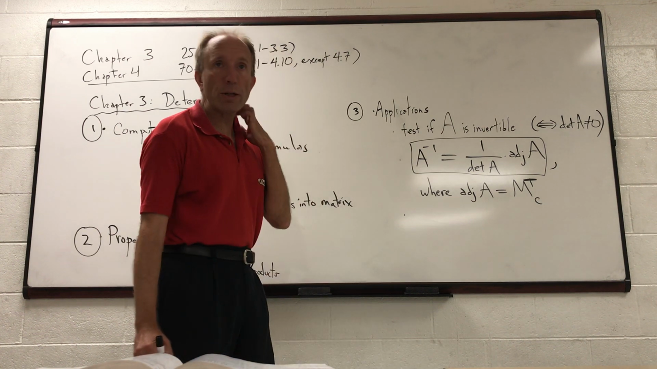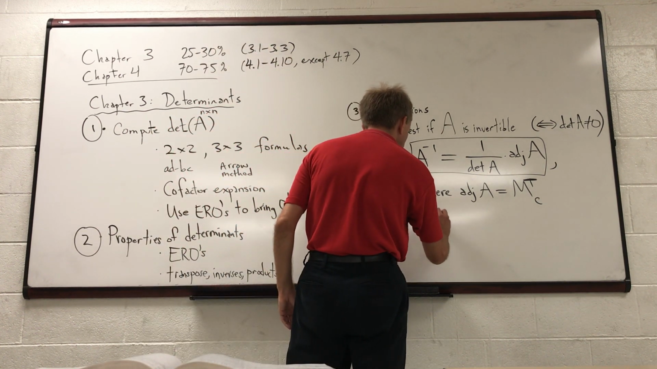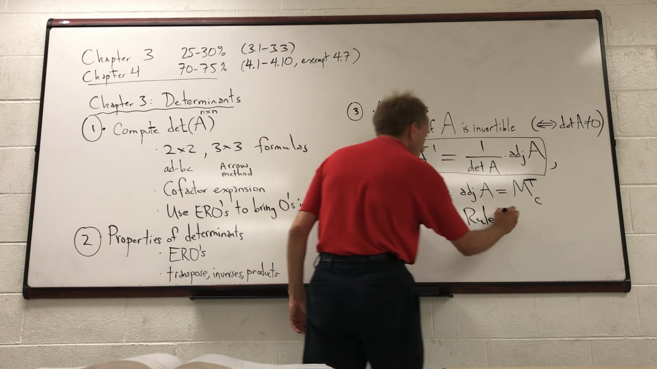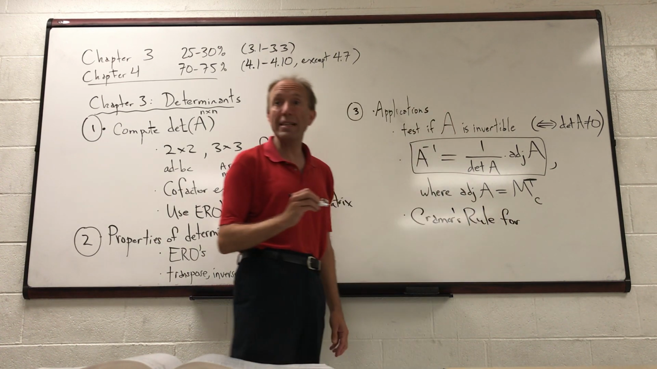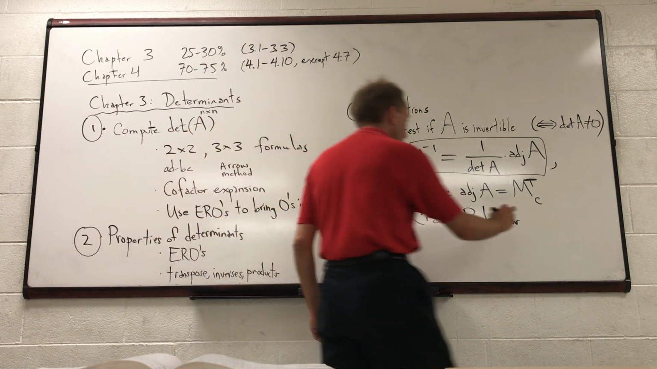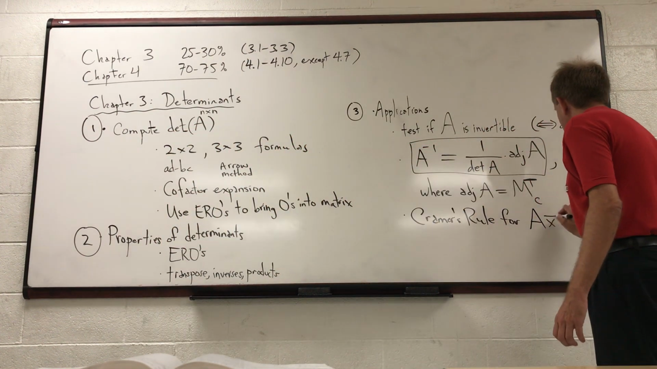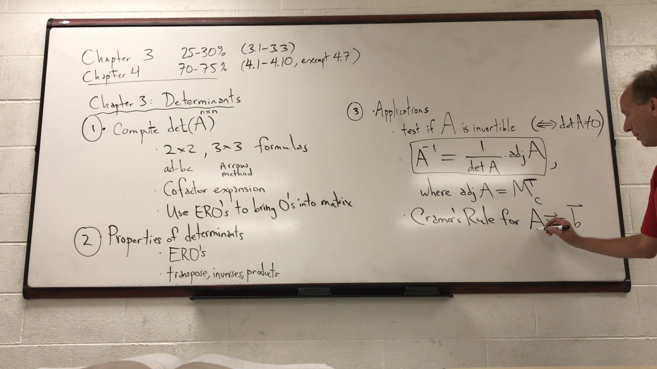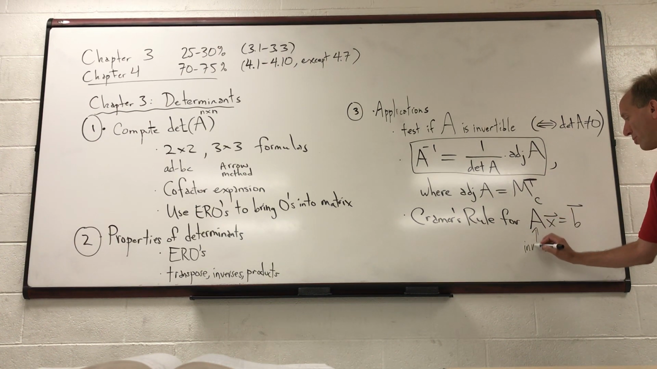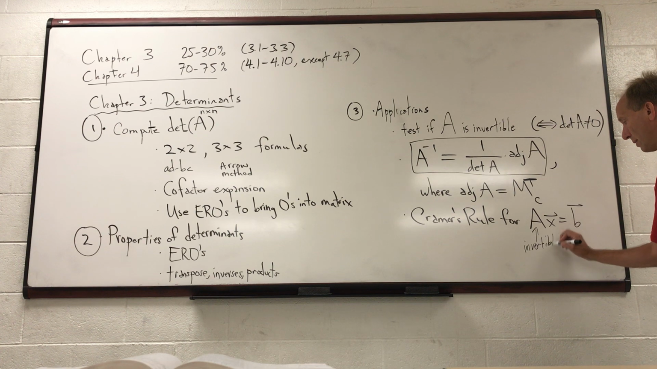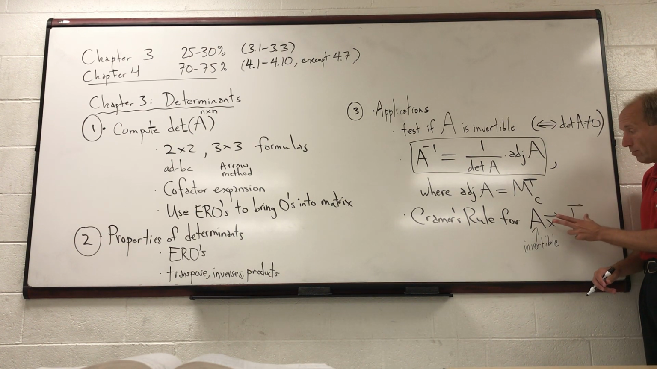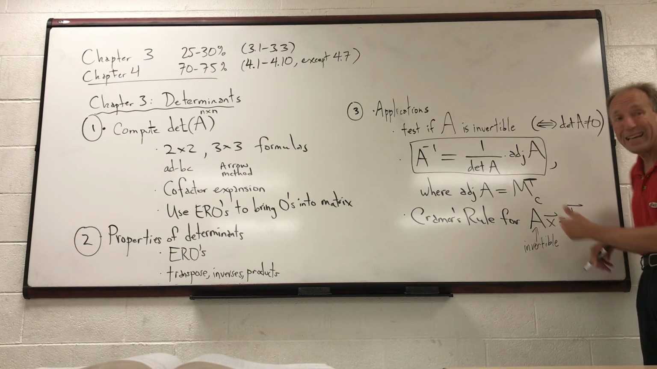Okay, then there was Cramer's rule. And that was for solving an entire linear system, right? So if we had AX equals B, right? And again, this is for an invertible matrix A. So if A was invertible, we can actually solve this system without ever actually finding A inverse.